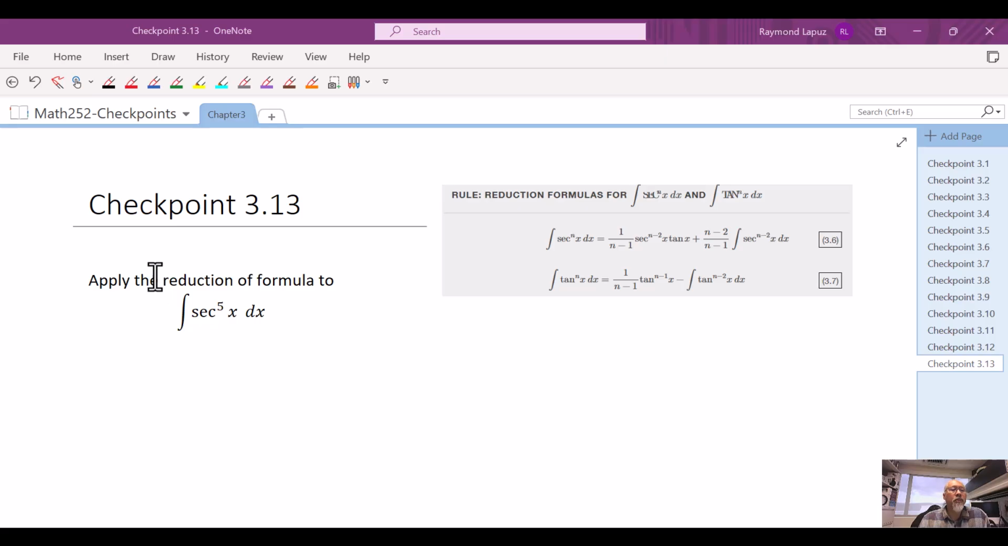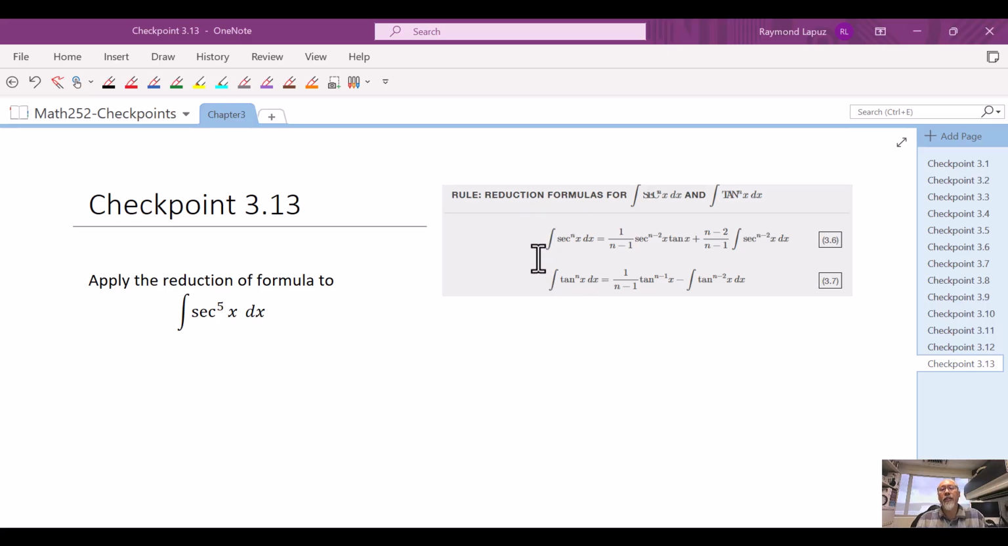My name is Lapuz. In this video we will look at checkpoint 3.13 from section 3.2, the section on trigonometric integrals. Here they want us to apply the reduction formula to this integral where we're integrating secant to the fifth of x dx. A reduction formula is, these are two reduction formulas.